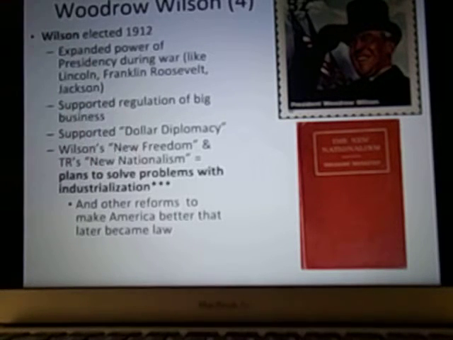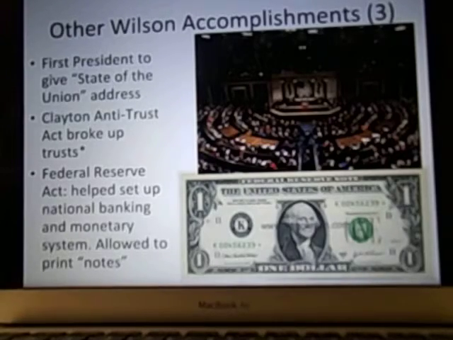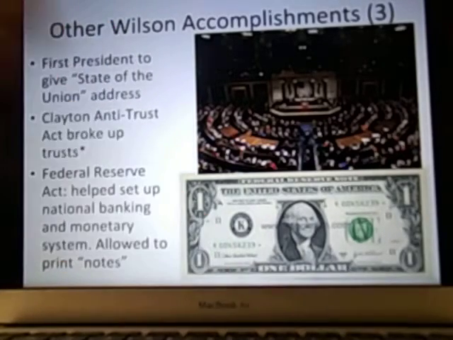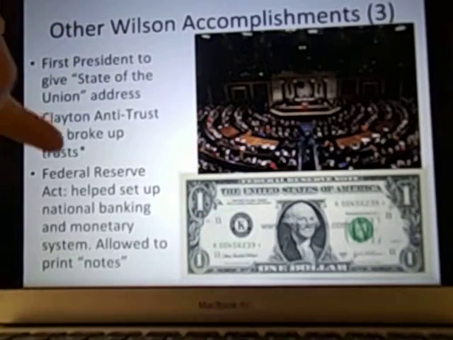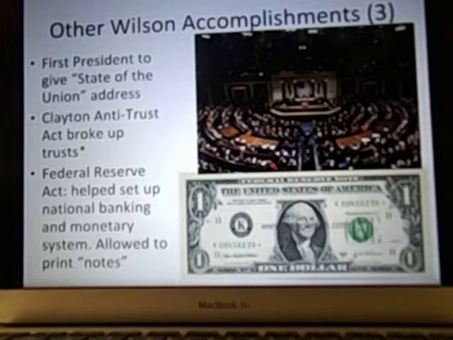Teddy Roosevelt called it New Nationalism. He wanted to regulate big businesses. So President Wilson was kind of a progressive president, but personally he was super racist. What else did he do? These are some things. The Federal Reserve Act, the Clayton Antitrust Act broke up trusts, just like the Sherman Antitrust Act. He was the first president to give the State of the Union address live, in person, and not just on paper.